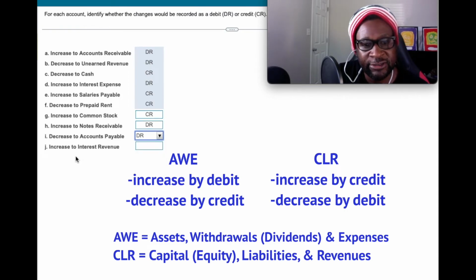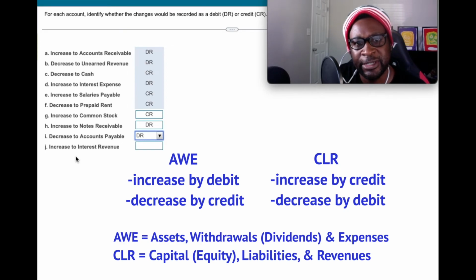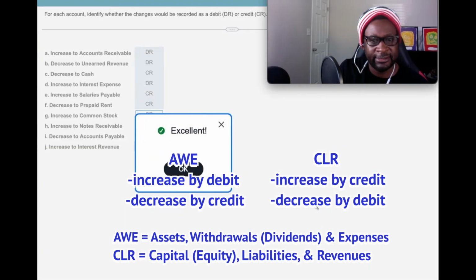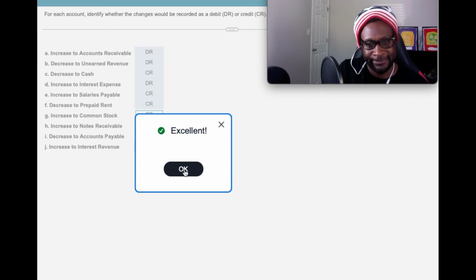What about an increase in interest revenue? Interest revenue happens to be in the CLR game as well. And we know anything in the CLR game, we increase it on the credit side. So we're going to go ahead and credit interest revenue. Check our answers. Bags all day.